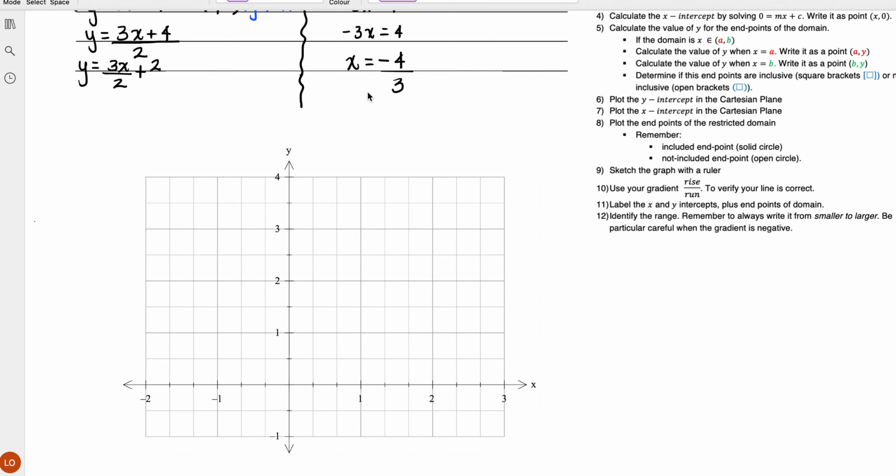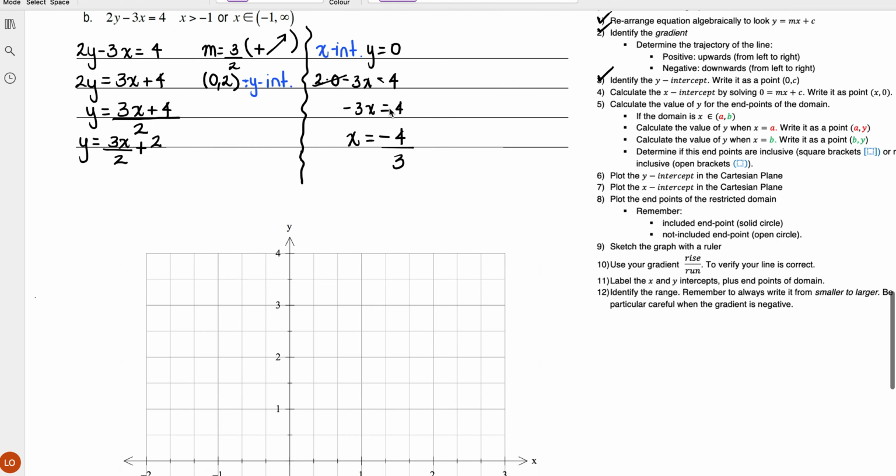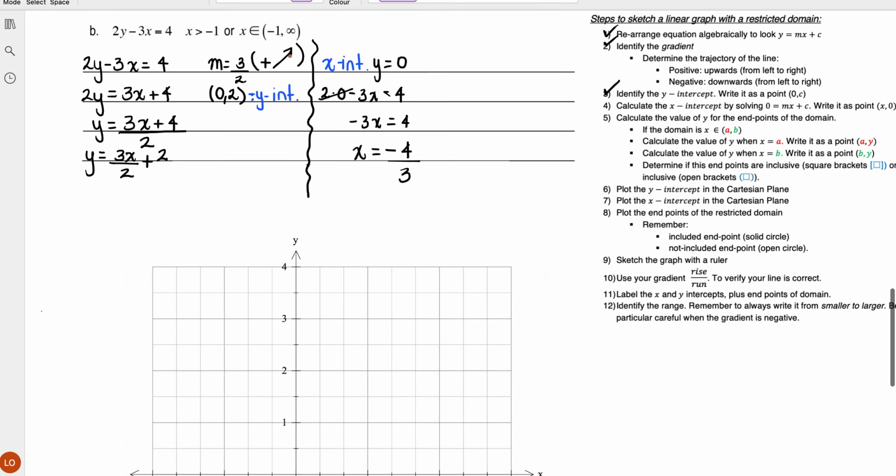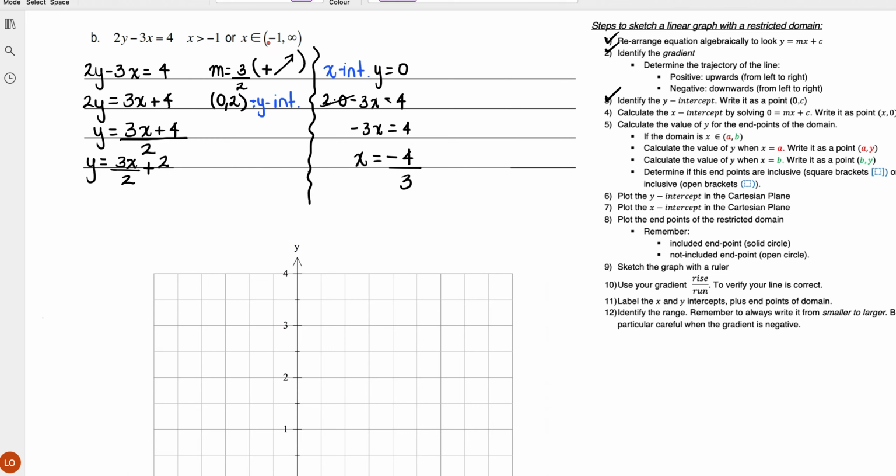Okay, now this is going to be less than negative 1. So therefore, it's not going to be part of my graph. In this case, I don't have to label this point. I don't need it because my domain is being defined from negative 1 onwards. So in this case, I don't need this. Okay, I'm not going to label it because it's not part of my given domain. Okay, good.